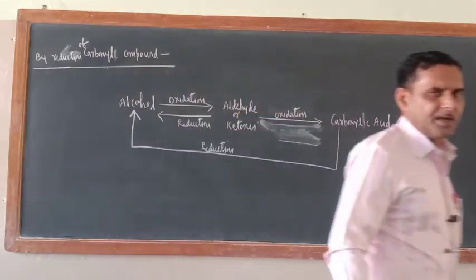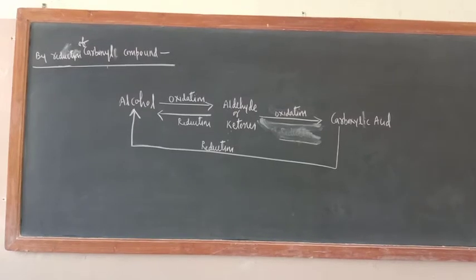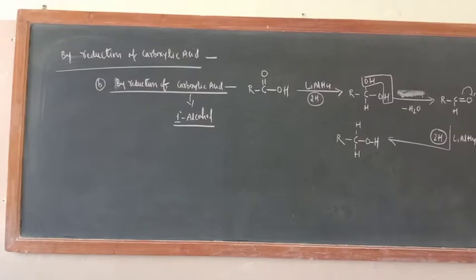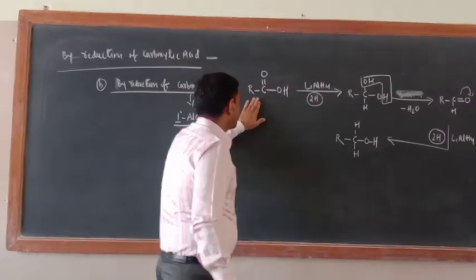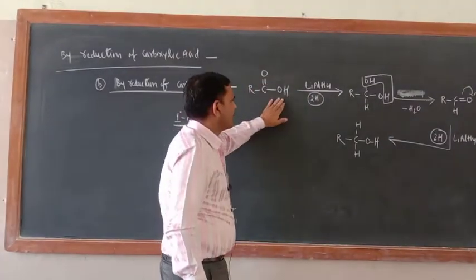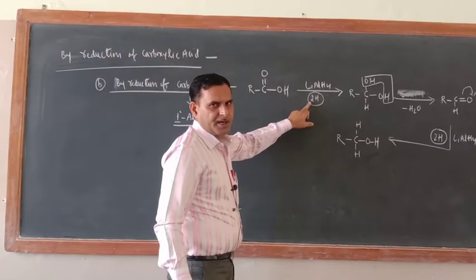Okay, now begin chemical reaction. Okay, so just see here, reduction of carboxylic acid. This is carboxylic acid, RCOOH, with lithium aluminium hydride. It will furnish two nascent hydrogen.